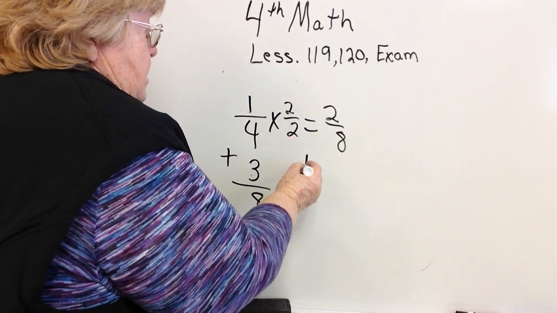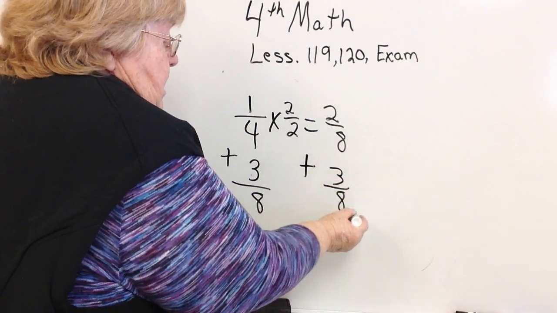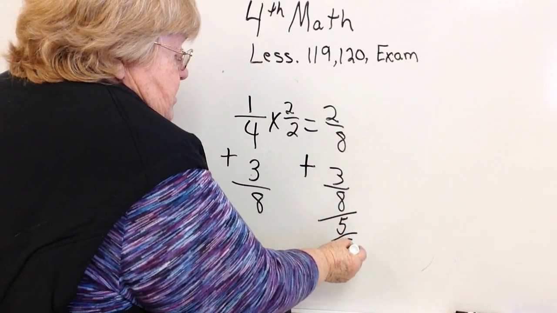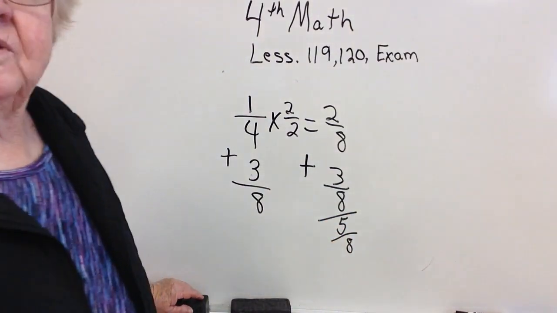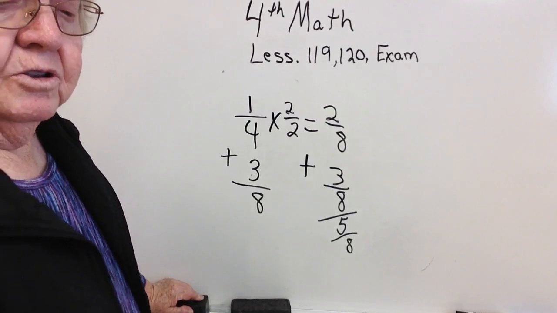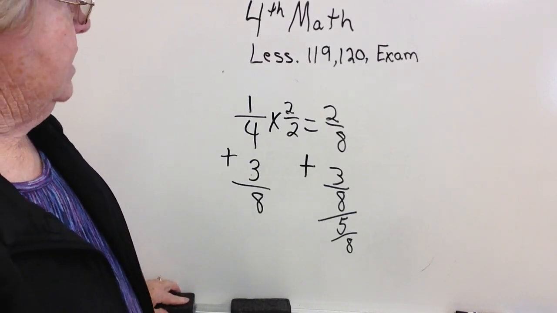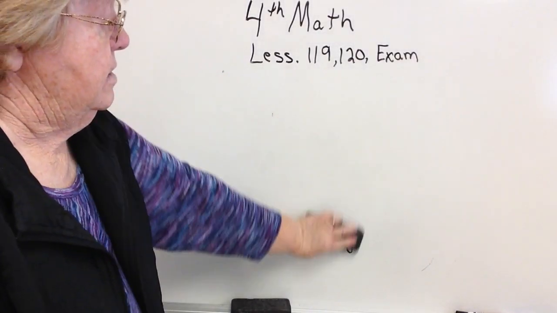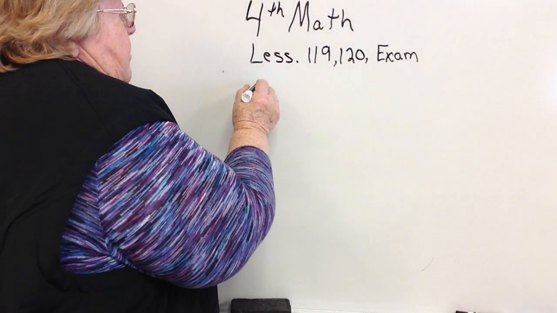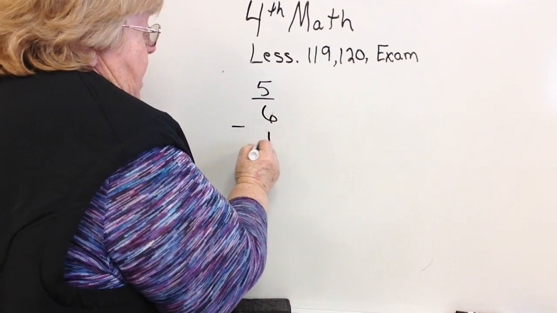Now we can add 2/8 plus 3/8 equals 5/8. Can you see that? Okay, turn to example number 2. Now we're going to try to subtract 5/6 minus 1/2.